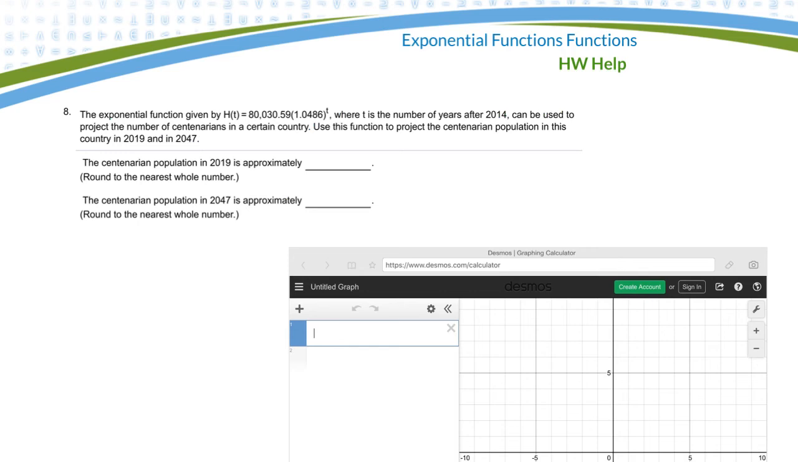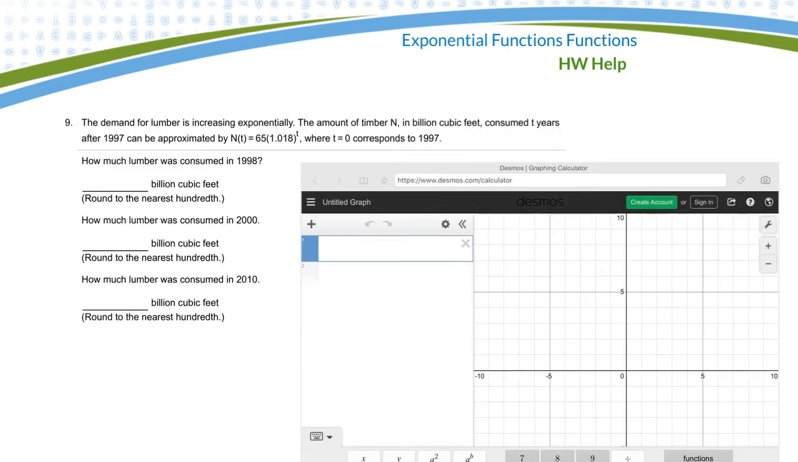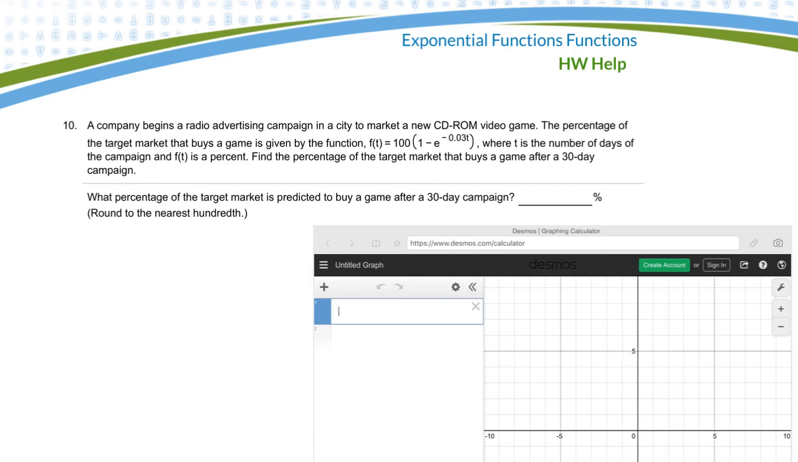Next question, same kind of thing. T is the number of years after 2014. So if they want to know in 2019, you'd plug in 5 for T. So T would be equal to 5. Okay, same kind of thing. Years correspond to 1997. So how many in 1998? So your t would be equal to 1. Okay, same kind of thing.